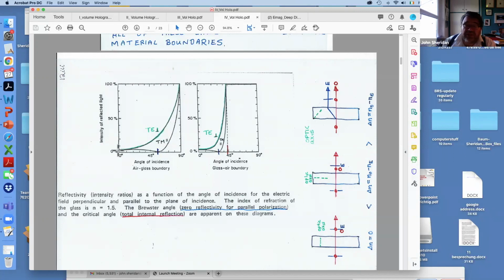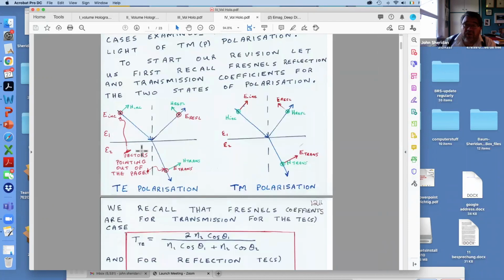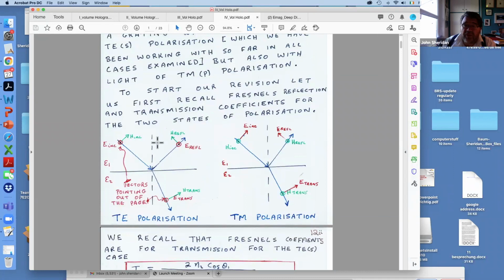For the TM case, we start off with the same value as the TE, because we can see from our diagram that if we're normally incident, both of these are the same. This is a 2D surface, and if we're normally incident, the E field and the H field are both parallel to the surface.